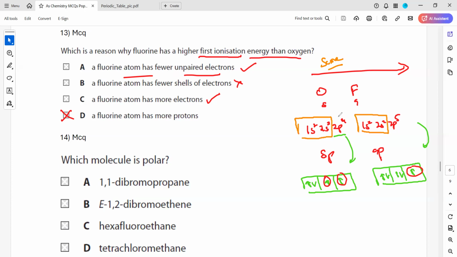So they both have the same shielding effect. When we talk about the shielding effect, we ignore the last subshell and just take the inner subshells. So for the same shielding effect, because fluorine has more protons, there is stronger attraction, that's why the first ionization energy of fluorine will be higher than oxygen.